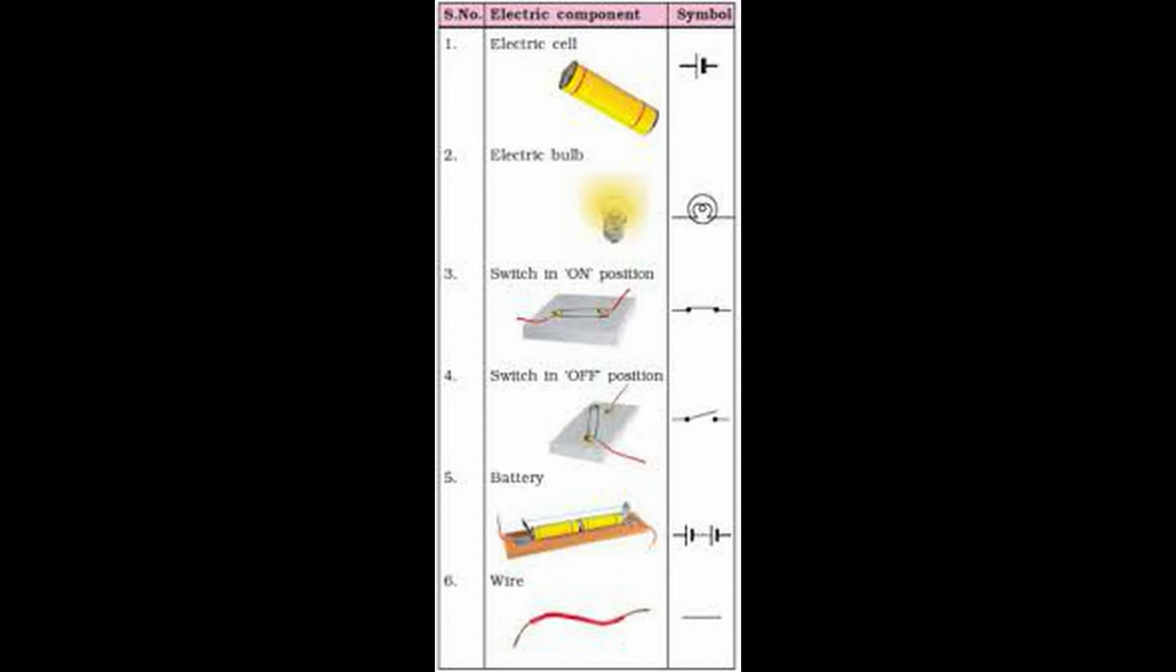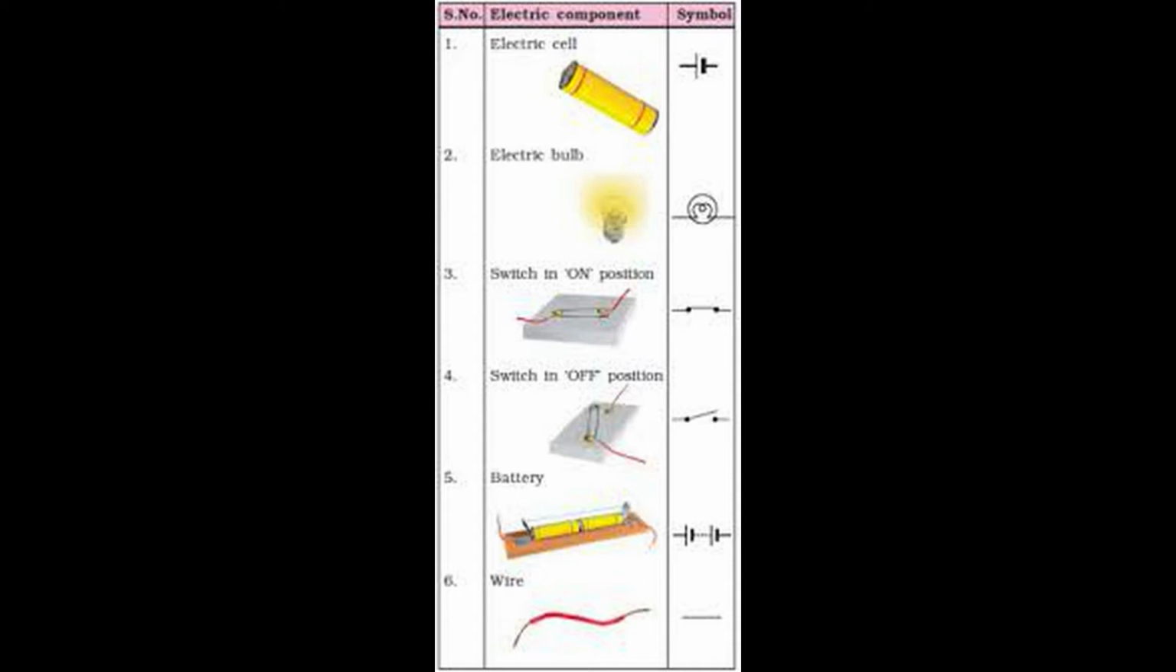The next one is the electric bulb. It is denoted by a symbol, and you can see the symbol here. These symbols you should learn, because they will ask for match the following and in different questions.